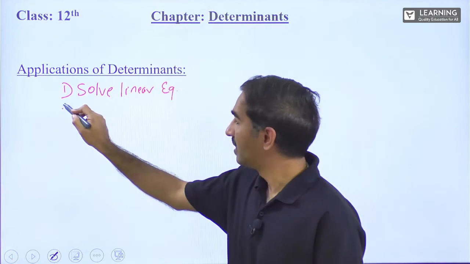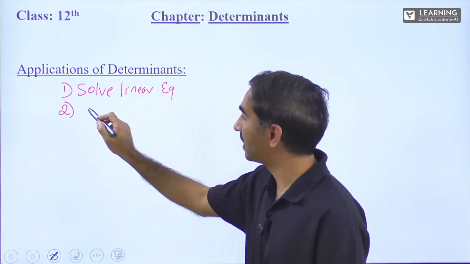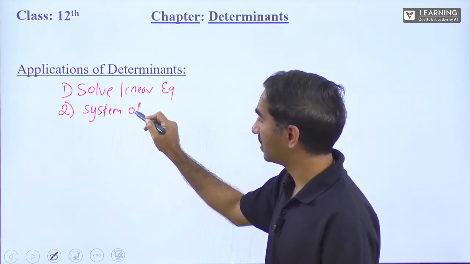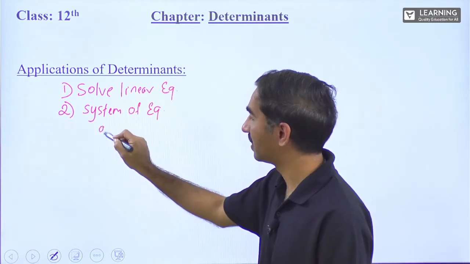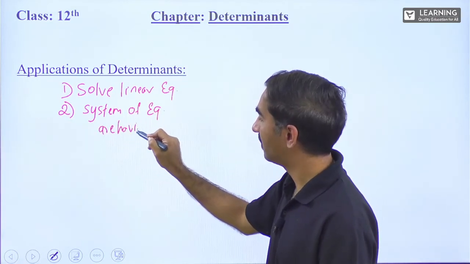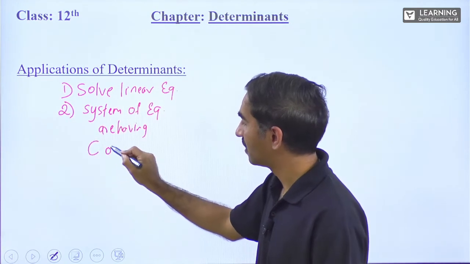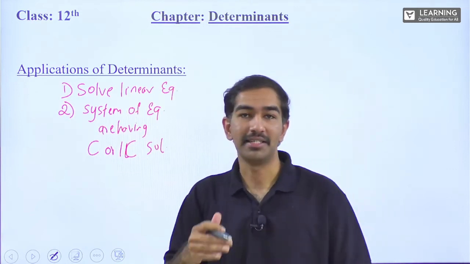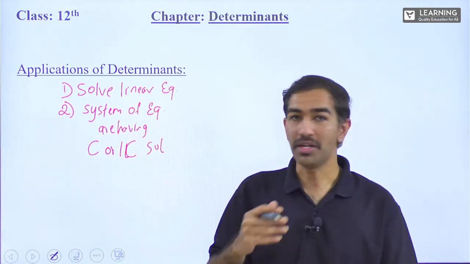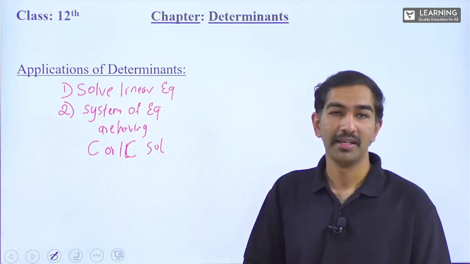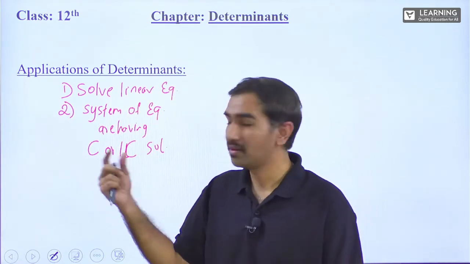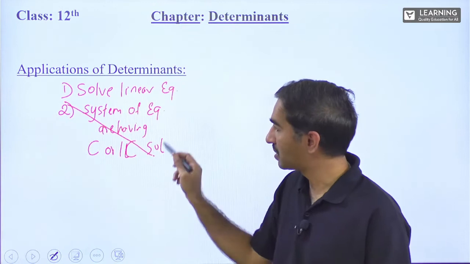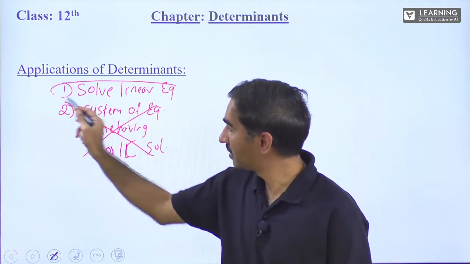The second application of determinants is to determine whether a system of equations has a consistent or inconsistent solution. What is the meaning of a consistent solution? Again, there are two types: one unique solution, or more than one solution. Inconsistent means no solutions at all. This has now been discarded from your syllabus, so we'll only have a look at this.